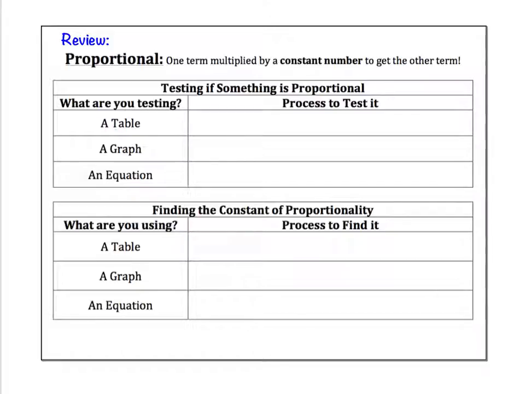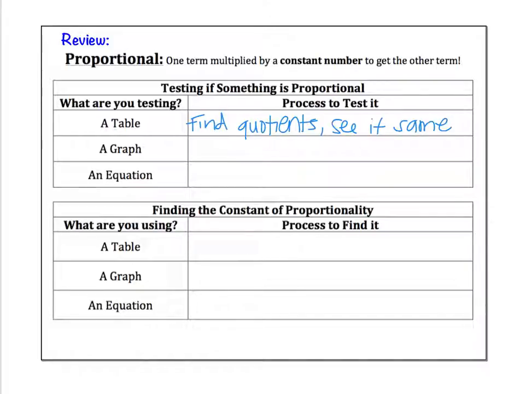And we have three things that we're working with: tables, graphs, and equations. So if you're given a table, how do you test to see if it's proportional or not? Well, remember that's the one where we find our quotients and you see if they're the same. So find your quotients and see if they're the same. If they are the same, that's good news because that means it's proportional, because that means you've multiplied it by the same number. If they're not the same quotients, then it is not proportional.